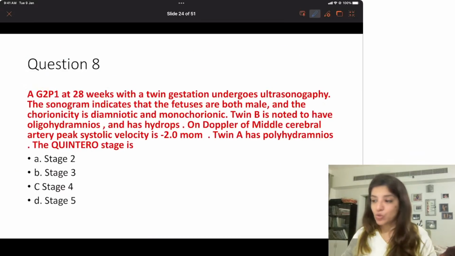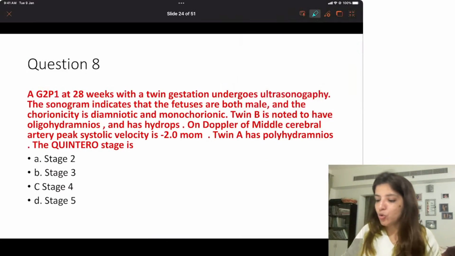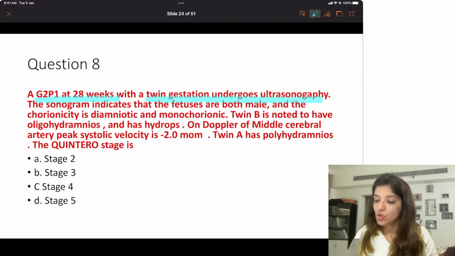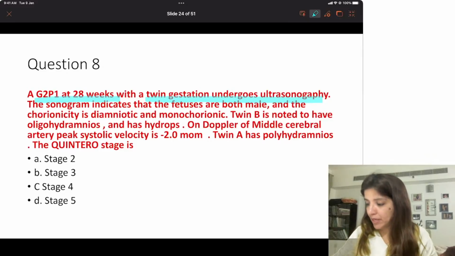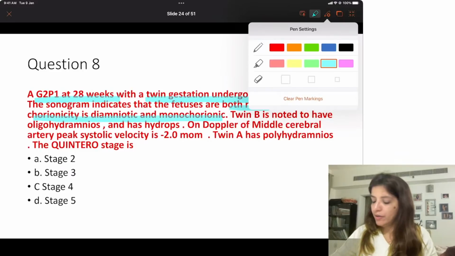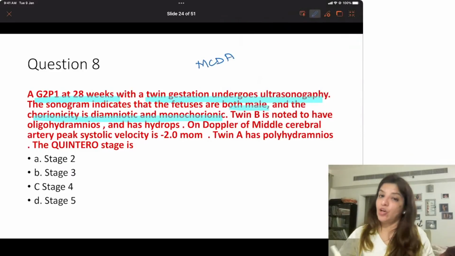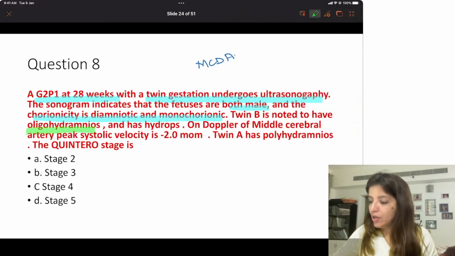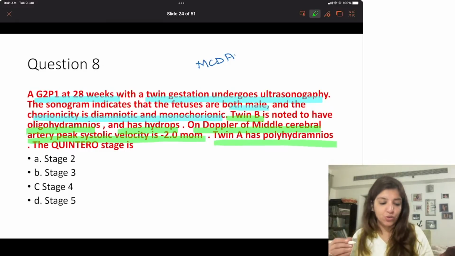Now, come to the next question. Next question is, a G2P1 at 28 weeks with twin gestation undergoes ultrasonography. The sonogram indicates that both the fetuses are male and chorionicity is diamniotic, monochorionic. So you have monochorionic, diamniotic twins. Twin B is noted to have oligohydramnios and has hydrops. On Doppler, middle cerebral artery's peak systolic velocity is 2 MoM. Twin A has polyhydramnios. The Quintero stage is.